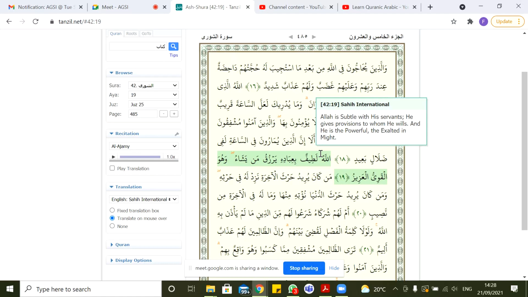Okay. Now I want Sister Habiba to do the last part. وهو القوي العزيز. Wa is a harf and huwa is an independent pronoun, so here it is a hidden, breaking chain. So he is al-Qawiyyu. Al-Qawiyyu is in rafa' form, and it is the name of Allah.